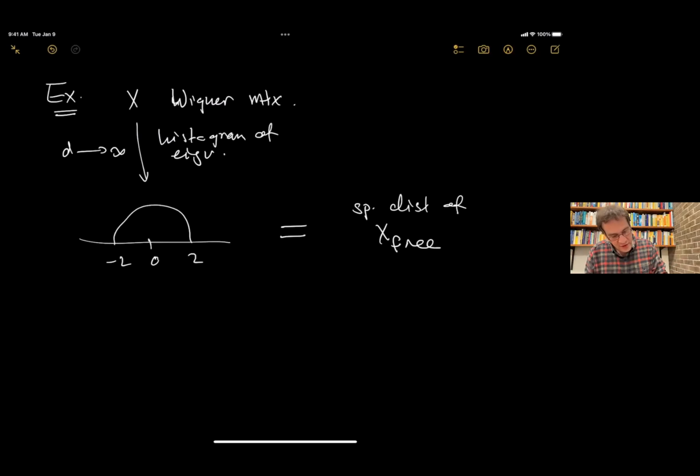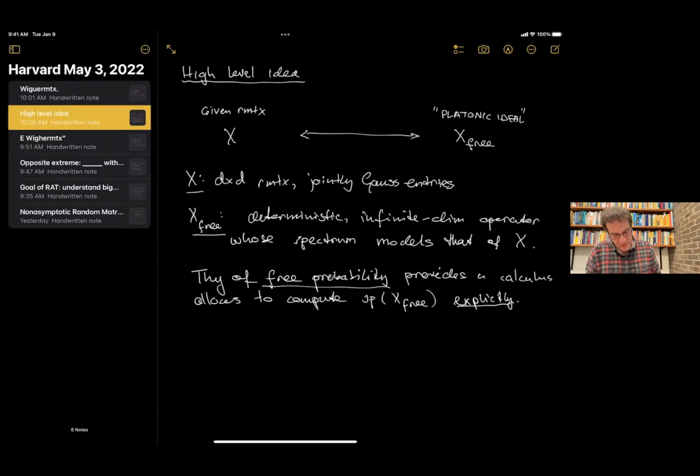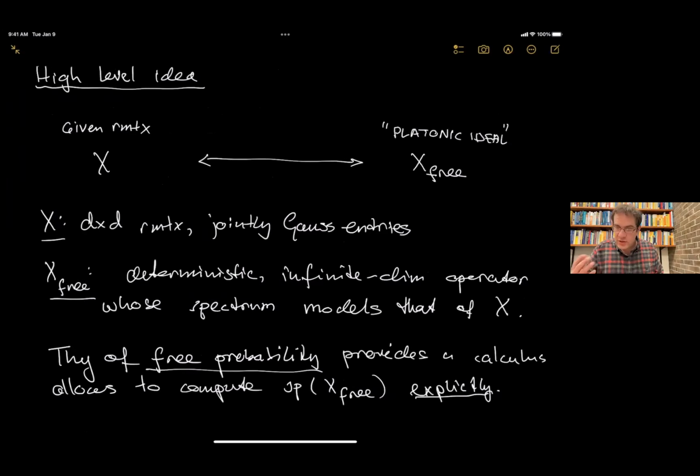So what does this have to do with what's on the previous slide? Here we don't have a sequence of matrices whose dimension goes to infinity. Here we have one given D by D matrix, right? And I define this X free. So what does the theory of free probability tell us? Well, the classical result in the theory of free probability, what Marius was referring to earlier, is that people have learned how to take this random matrix and produce from it a sequence of new random matrices of increasing dimension whose spectrum converges to X free, right?